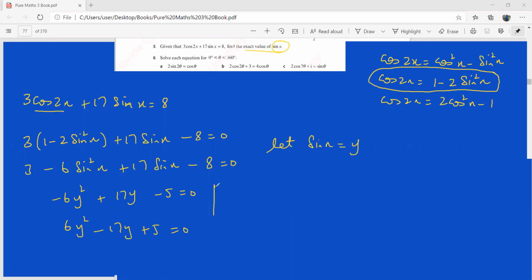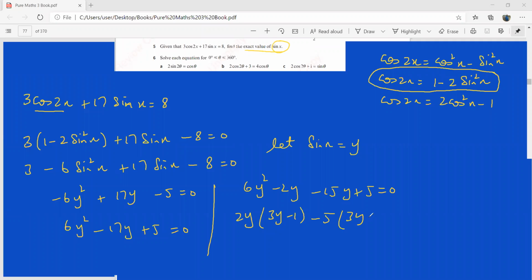I think I can factorize this. 15 2s are 30, right? So 6y squared minus 2y minus 15y plus 5. So we factorize. It's 2y into 3y minus 1, this is minus 5 into 3y minus 1. So we have 3y minus 1 into 2y plus 5 equal to 0. So you have the two values of y. One of the values of y is 1 over 3, and the other is minus 5 over 2.